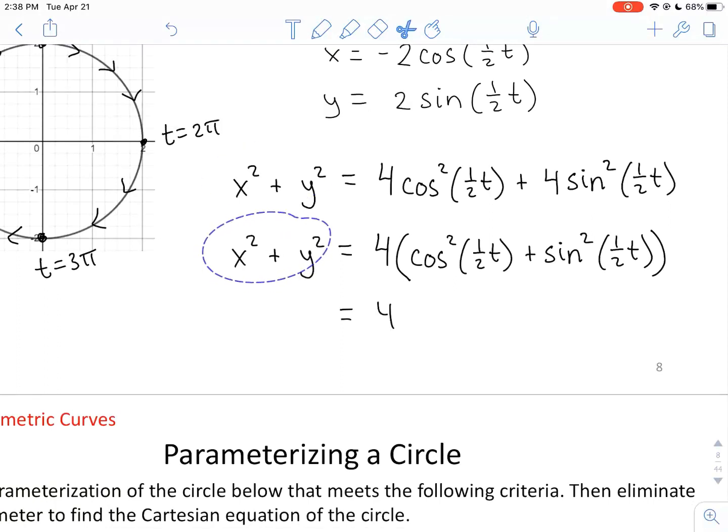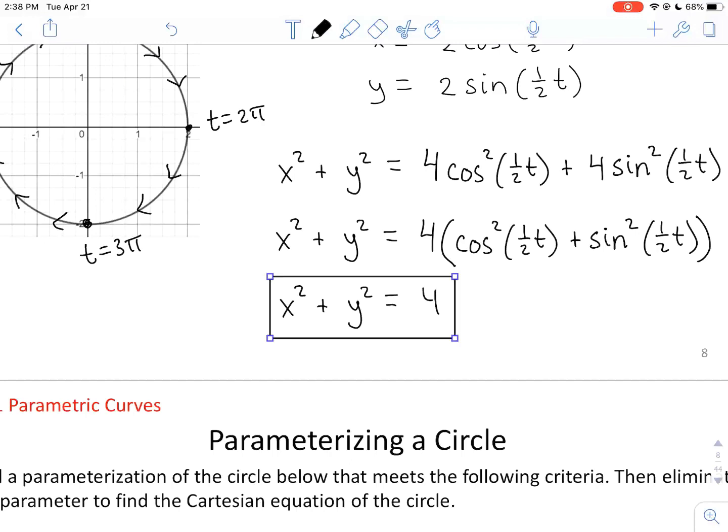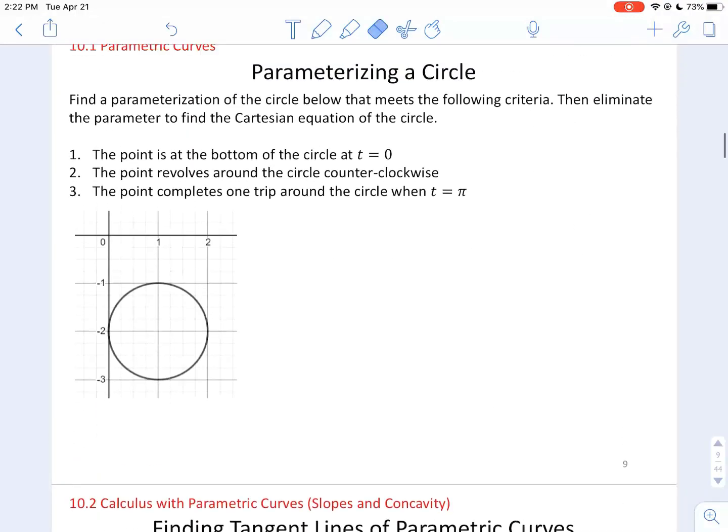So in Cartesian coordinates, notice this is a slightly different approach than what we did last time to eliminate the parameter. When you know you're working with a circle, this is the way I recommend. Leverage the Pythagorean theorem, and this is your standard form for a circle that's centered at the origin whose radius is 2. And here's another one.